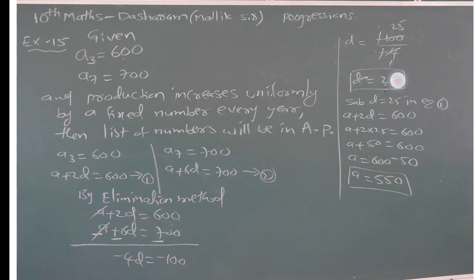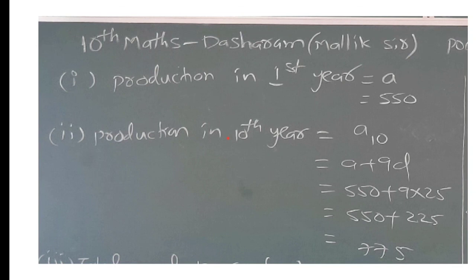So using a and d values, let's find the three answers. The first question is production in the first year. The first year is denoted with a, so the a value is 550. Second question, production in the 10th year. The 10th year is denoted with A10. The A10 formula is a plus 9d. So 550 plus 9 into 25. 550 plus 225 is 775.